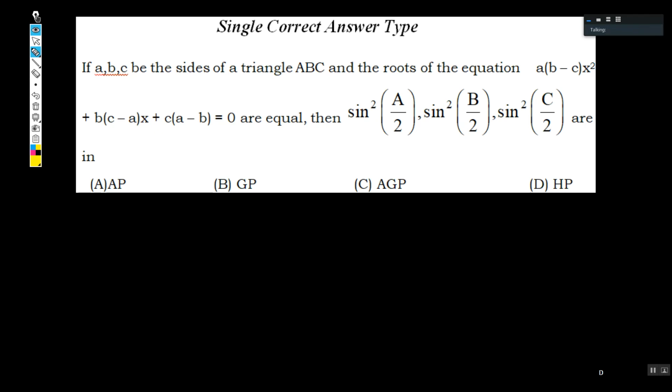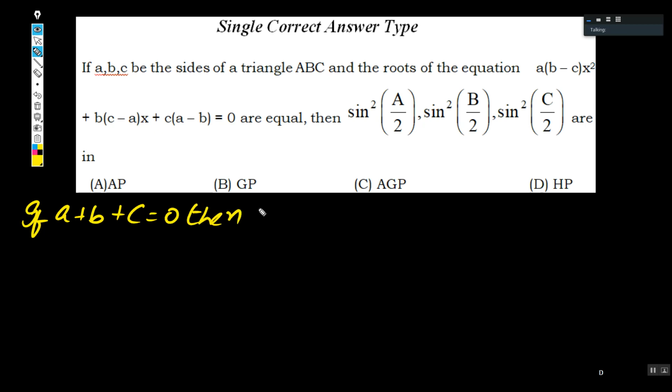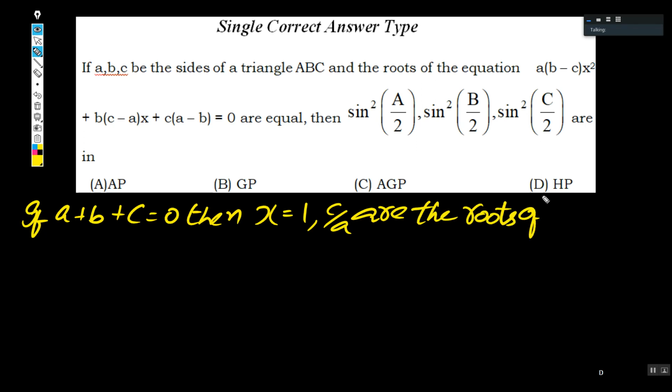For ax squared plus bx plus c, if a plus b plus c is equal to 0, then x equal to 1 comma c by a are the roots of ax squared plus bx plus c equals 0.